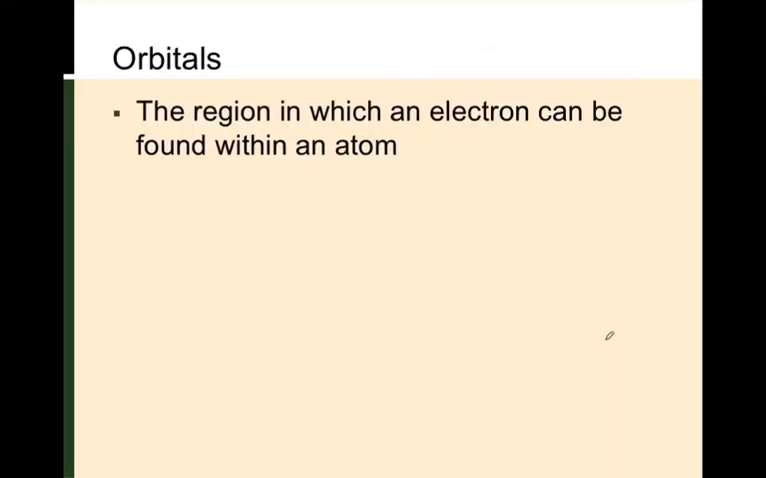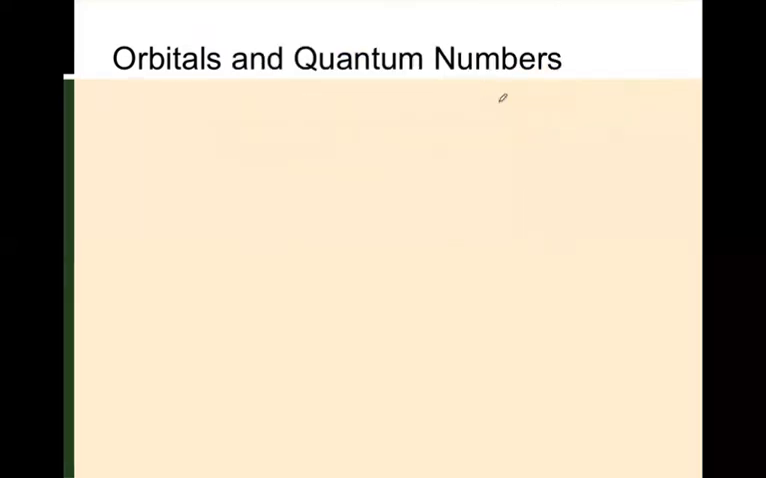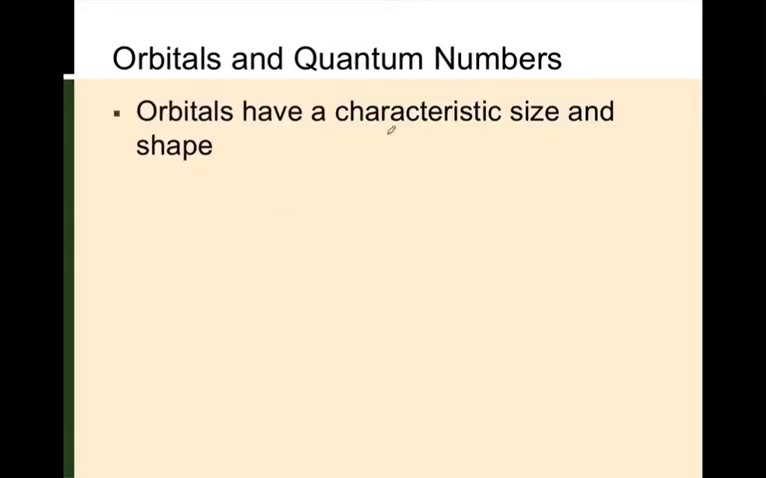So orbitals are the region in which an electron can be found within an atom. And so this is the sort of probability of finding that electron. And remember, it can be defined as the wave function squared. Orbitals and quantum numbers then: different orbitals have different quantum numbers. Think of the quantum numbers as kind of an address. Orbitals have characteristic size and shape. So S orbitals are generally spherical. P orbitals are dumbbell shaped. Those are the only two shapes you really need to remember for this class.